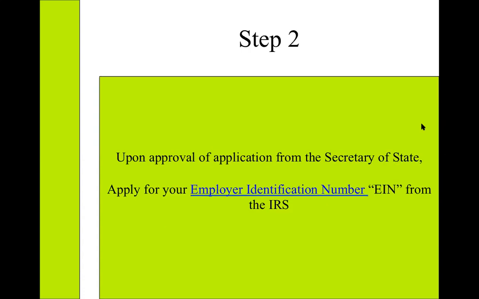Next thing you need to do is, once the application is approved by the Secretary of State, which typically takes 2 weeks or so, you can apply for your employer identification number directly from the IRS. You can do that online and get it instantly, or you can mail it in or have your preparer do it, and it takes about 2 weeks to come in as well. The interesting thing about this is within a couple of days of when the Secretary of State will send you the registered information, you'll receive your EIN. So you're going to need both.